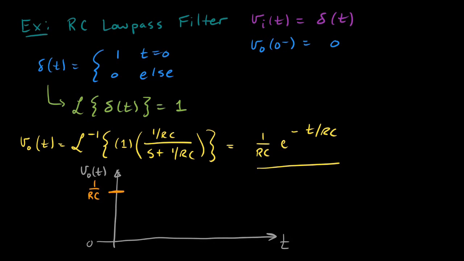Okay, so if we wanted to plot this, we would see that it is just an exponentially decaying function that has an initial value at t equals 0 of 1 over RC. So it's just going to look like that as it asymptotically heads towards 0. At least that's the best I can draw it right now.